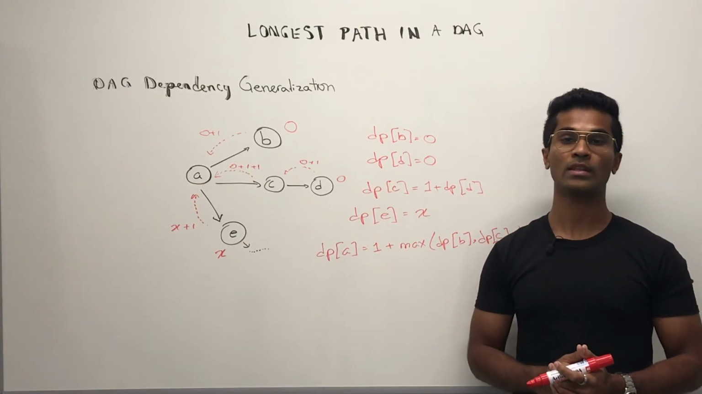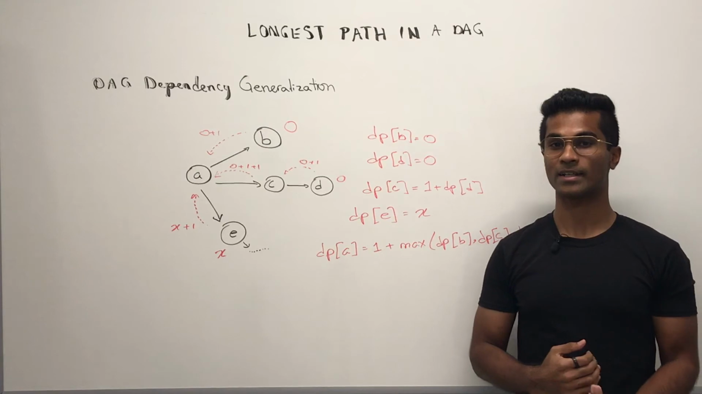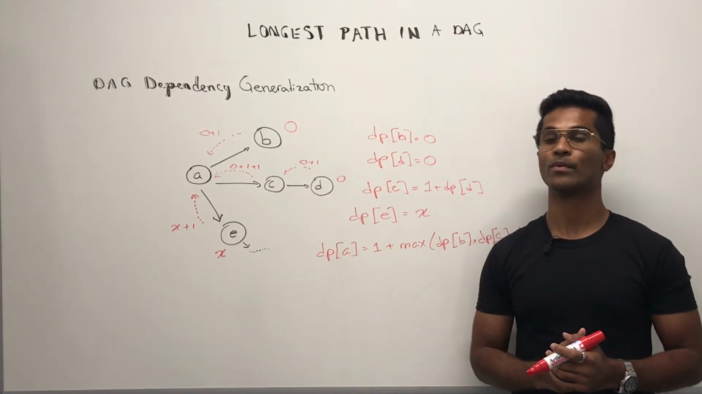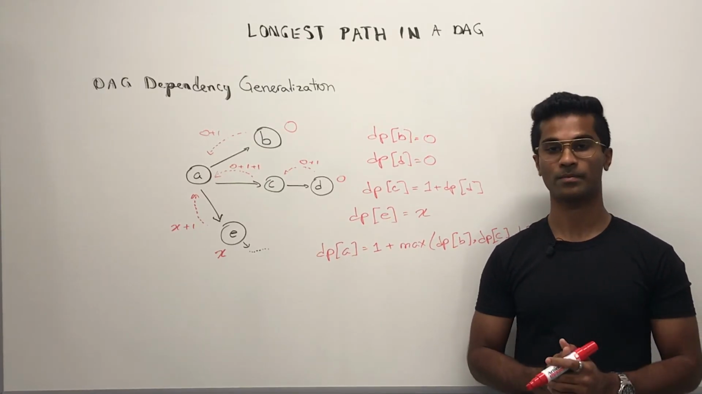Now, if there's a node that wants to know about A, it can actually ask about A, and A will return dp of A, and then whatever node is asking can reuse that value in its computation.